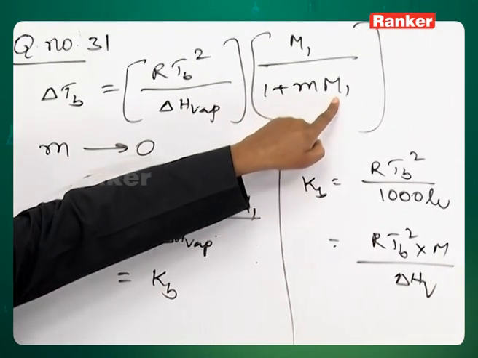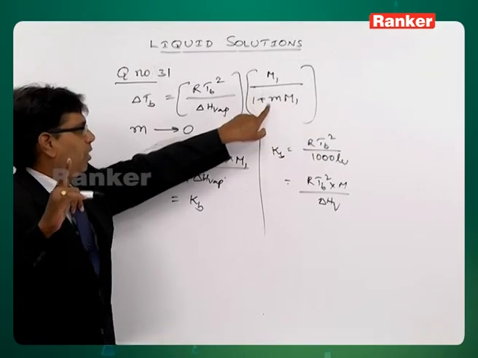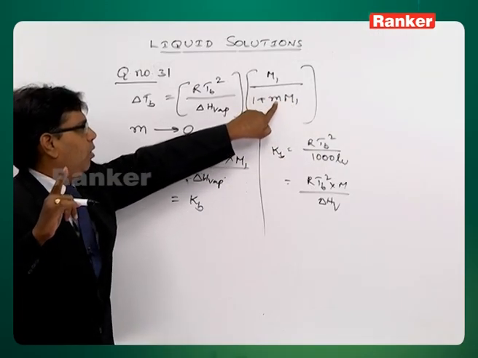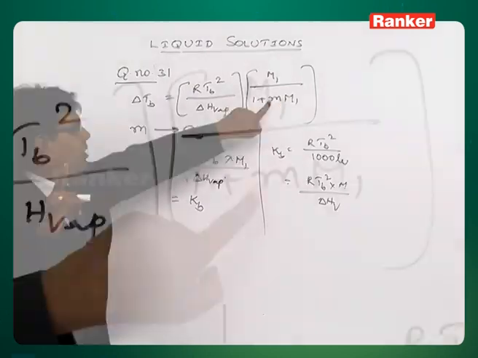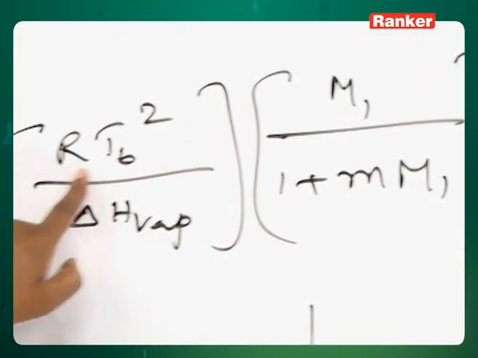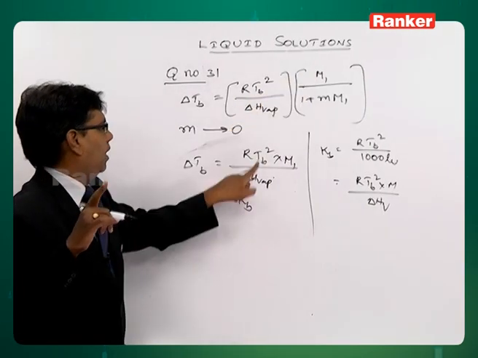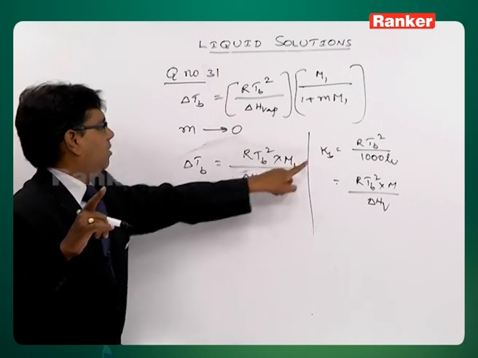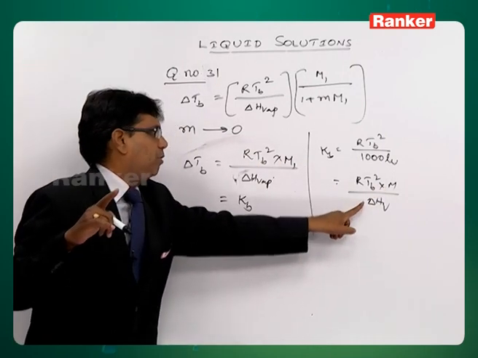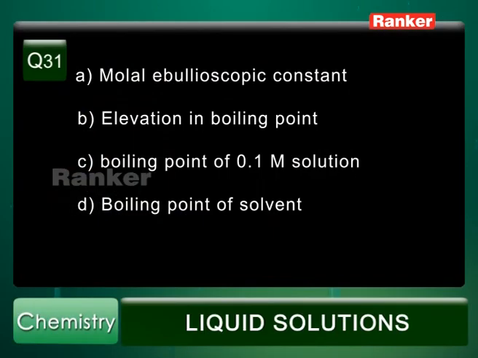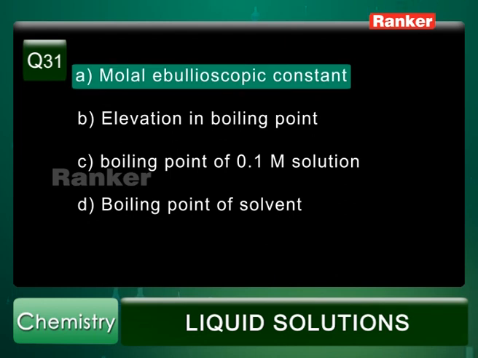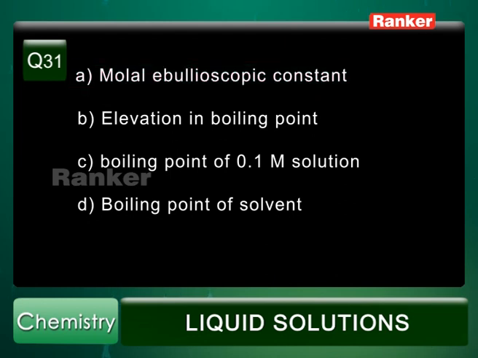So, when m is 0, the denominator is 1, then delta Tb is equal to RTb square into M1 by delta H vaporization, and this is nothing but Kb. So, this is equal to Kb, the molal ebullioscopic constant Kb. So, the answer must be option A.